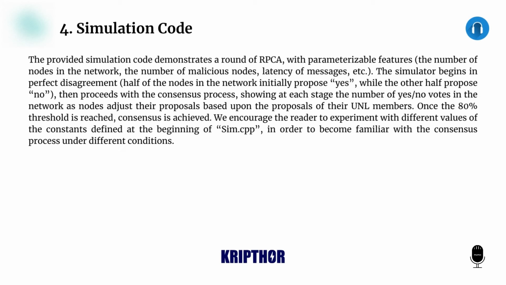4. Simulation code. The provided simulation code demonstrates a round of RPCA, with parameterizable features: the number of nodes in the network, the number of malicious nodes, latency of messages, etc. The simulator begins in perfect disagreement. Half of the nodes in the network initially propose yes, while the other half propose no, then proceeds with the consensus process, showing at each stage the number of yes and no votes in the network as nodes adjust their proposals based upon the proposals of their UNL members.